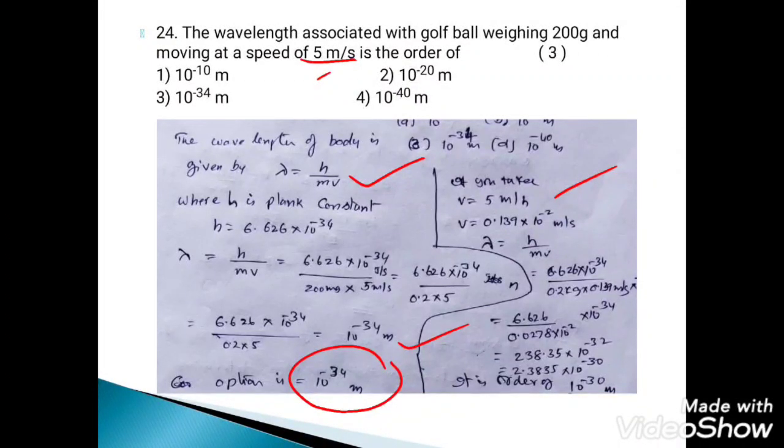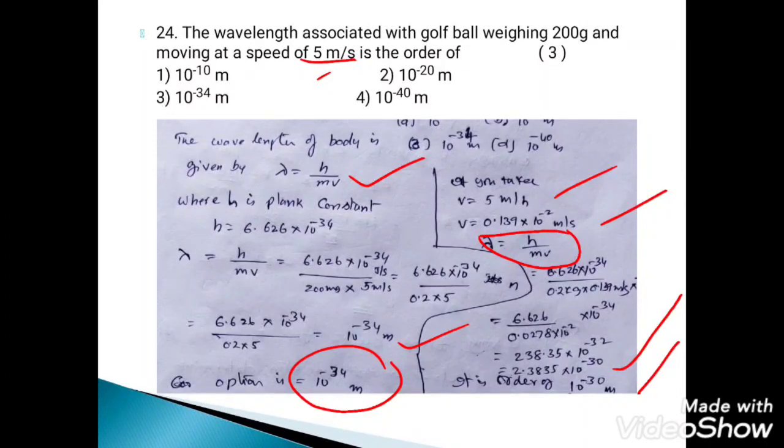If you take the speed as 5 meters per hour, then it has to be converted into meters per second. That is, velocity is equal to 0.139 into 10 to the power of minus 2 meters per second. Then using the formula lambda is equal to h by mv, we will get the answer 2.3835 into 10 to the power minus 30. That is of the order of 10 to the power of minus 30. That means if you take 5 meters per second, the option is 4.